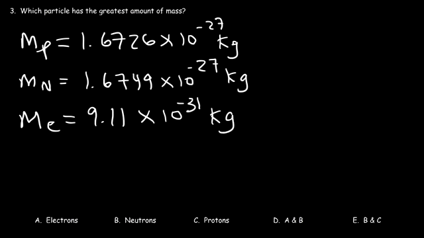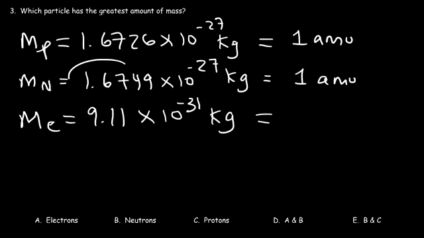Now you might be wondering, what do these numbers mean? In terms of atomic mass units, a proton is approximately 1 atomic mass unit. The same is true for a neutron. A neutron is slightly heavier than a proton, but in terms of atomic mass units, these two are very close to each other, and they're approximately 1. The electron is a lot lighter than the proton or the neutron, and it's about 0.000549 atomic mass units.